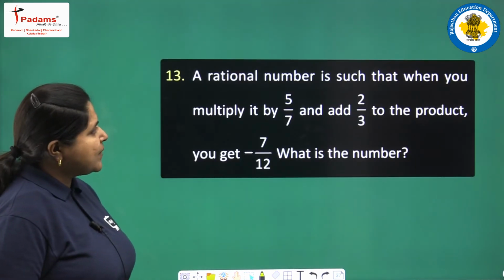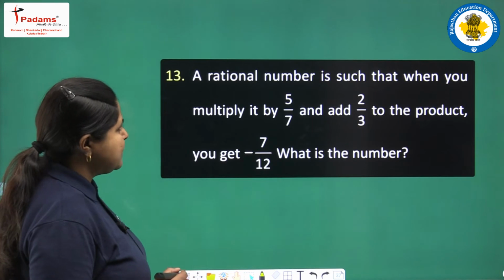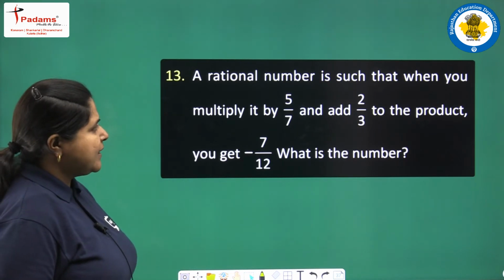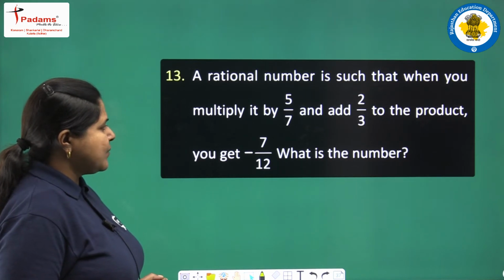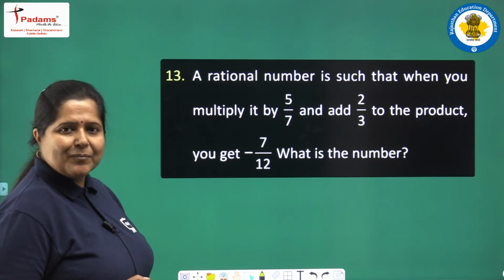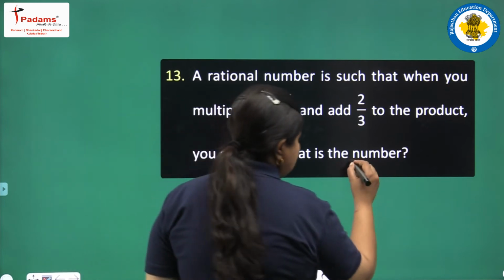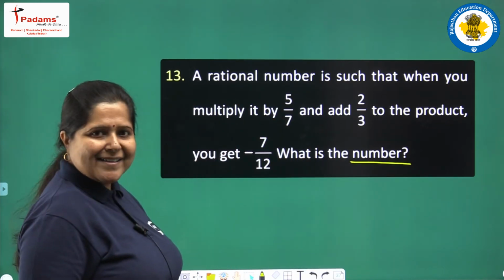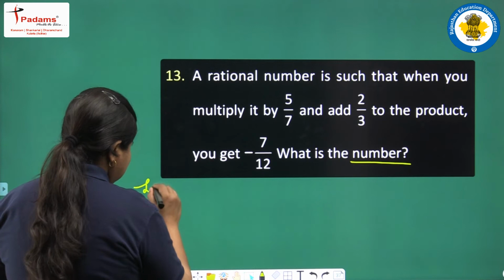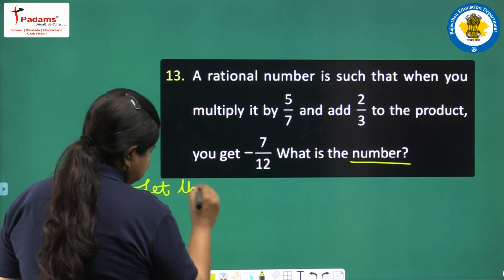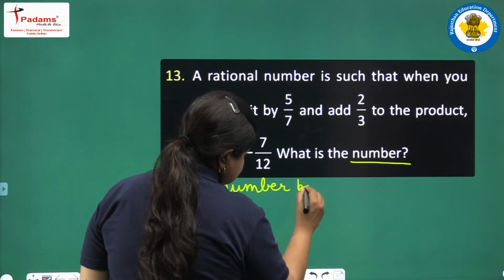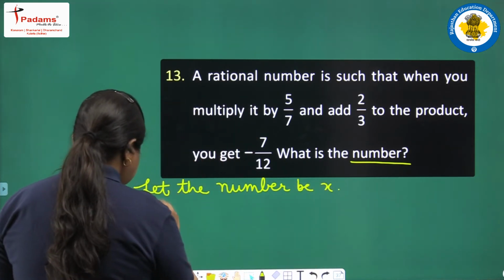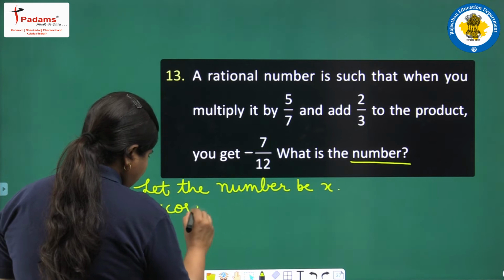A rational number is such that when you multiply it by 5 by 7 and add 2 by 3 to the product, you get minus 7 by 12. What is the number? So, the number has been asked, take it to be x. Let the number be x. Then according to the question, we will form one equation.